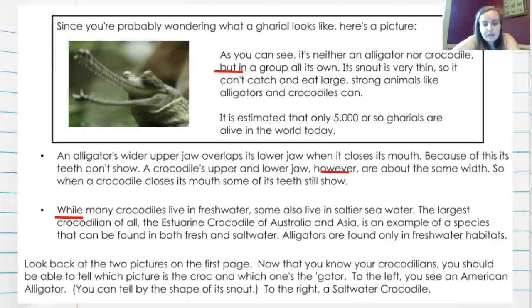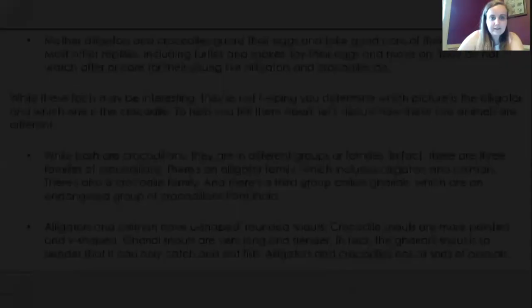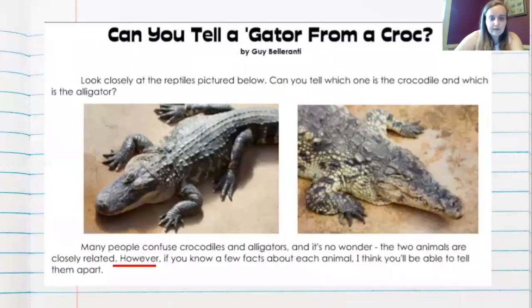Look back at the 2 pictures on the first page. Now that you know your crocodilians, you should be able to tell which picture is the croc and which one is the gator. To the left, you see the American alligator. You can tell by the shape of its snout. To the right, a saltwater crocodile. So I'll go back to that first one. On the left, we'll see our alligator. All right, so that's our alligator, and then this is our crocodile.